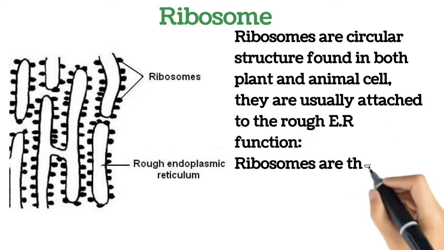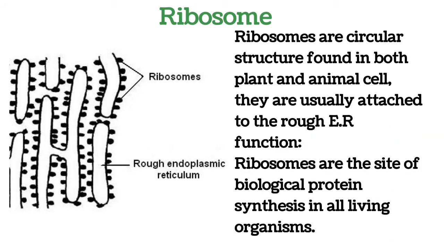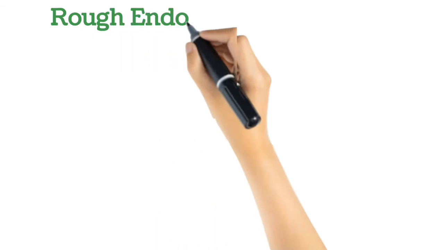The ribosome. The ribosomes are circular structures found in both the plant and animal cell. They're usually attached to the rough endoplasmic reticulum. Ribosomes are the site of biological protein synthesis in all living things. So that means it produces the protein. It is the site of protein production.